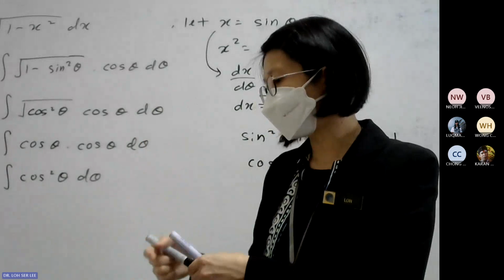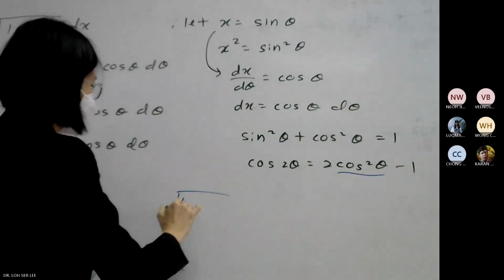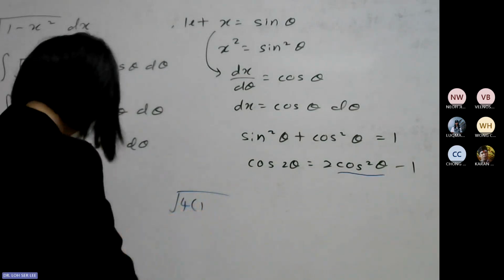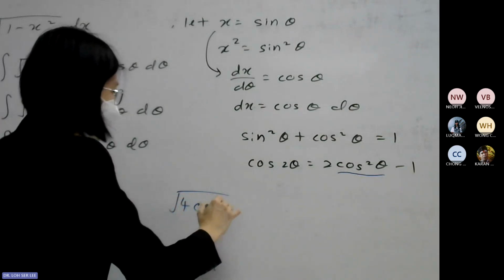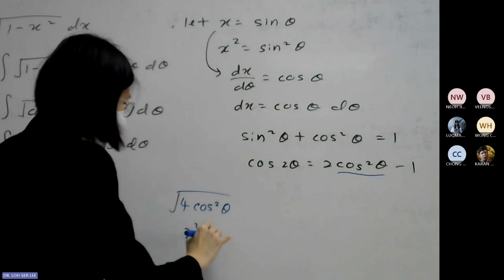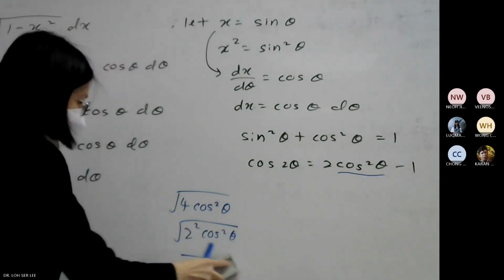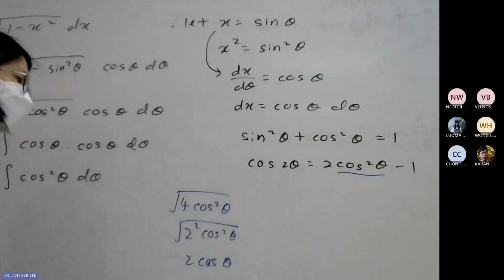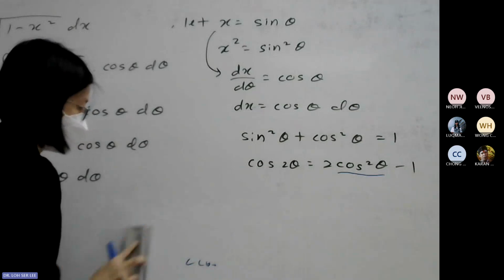The example just now, you have 4 times cos square theta. This is 2 square cos square theta. That's why you get a 2 cos theta. Okay, you have only 1 square now.